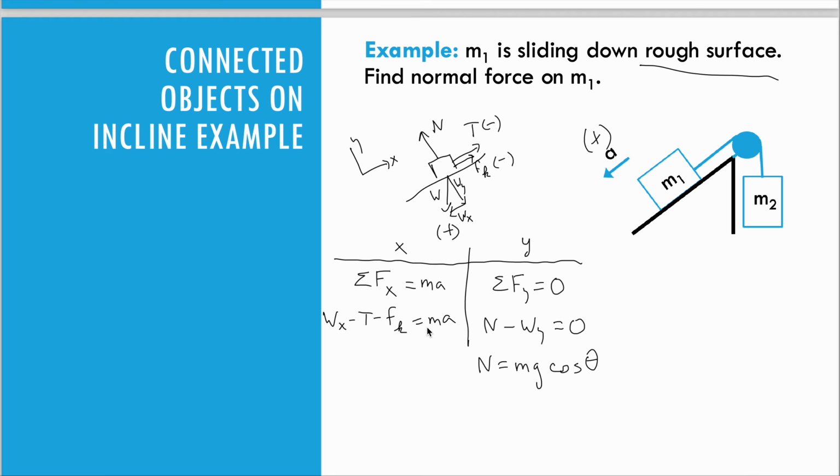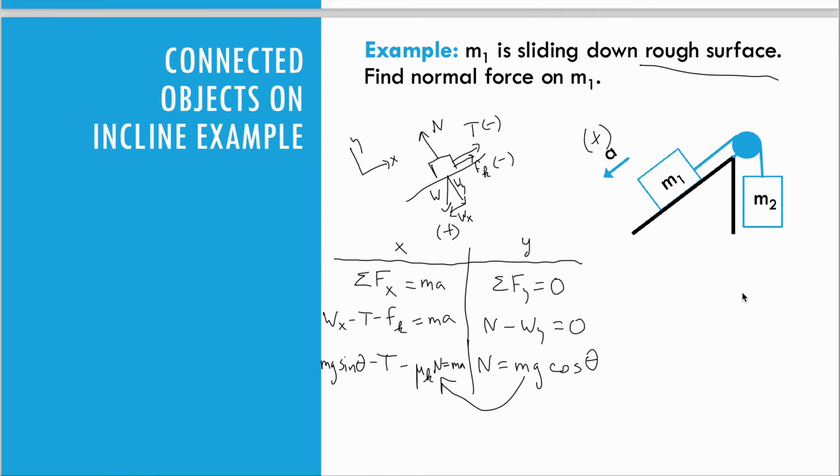If we had to expand on that, we could put in the definition of Wx, which is mg sine theta, and we could put in the definition of the friction force, which is mu k times N. All of this would equal ma. If we needed to solve further, we could even plug in the normal force that we found into that equation.